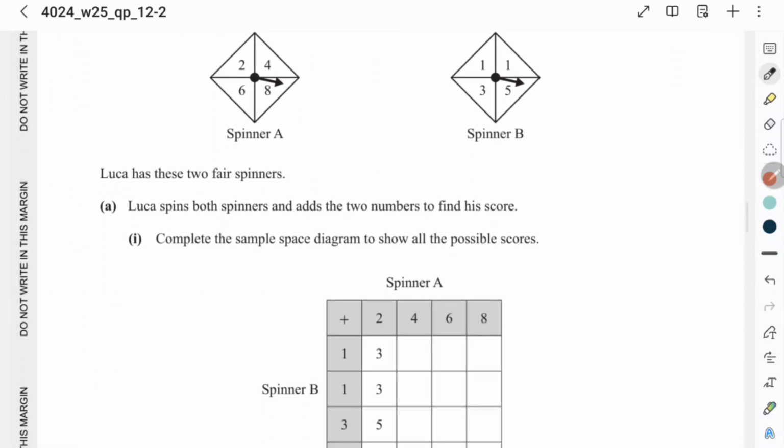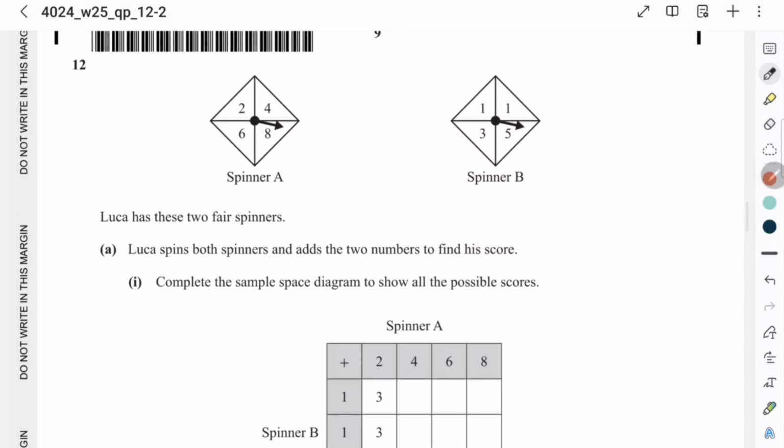Okay. Now the next question is of probability. Question number 12. In question number 12, you can see spinner A and spinner B. Luca has these two fair spinners. Luca spins both spinners and adds the two numbers to find his score. Complete the sample space diagram to show all the possible scores. So it's a possibility diagram.